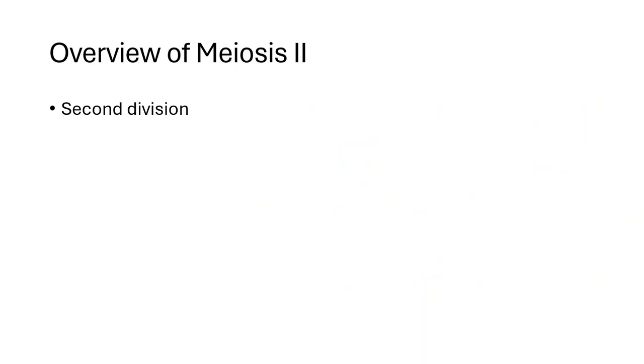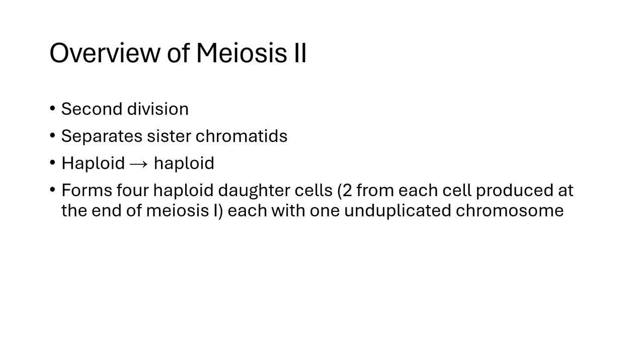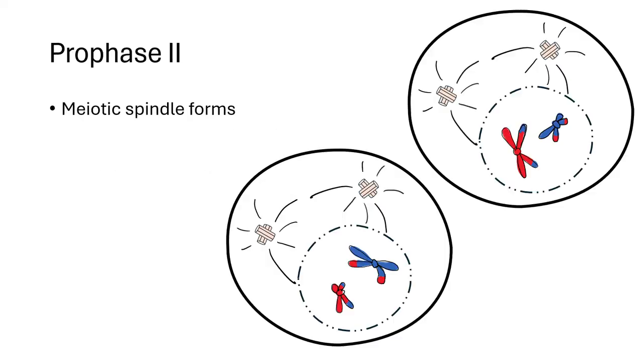Now you have two cells, each of which is haploid, and each of those is going to undergo meiosis II, the second division. This is the division that's going to separate sister chromatids from each other. You're going to start with the haploid cell, and you're going to end with haploid cells. At the end, it's going to form four haploid cells. Each of them is going to have one unduplicated chromosome, and you're going to have two cells formed from each cell that was produced at the end of meiosis I.